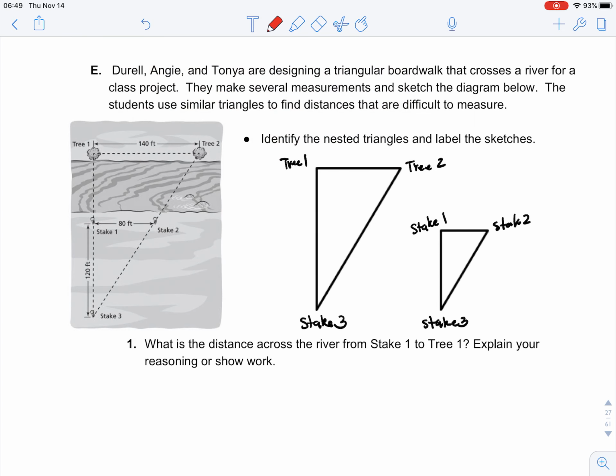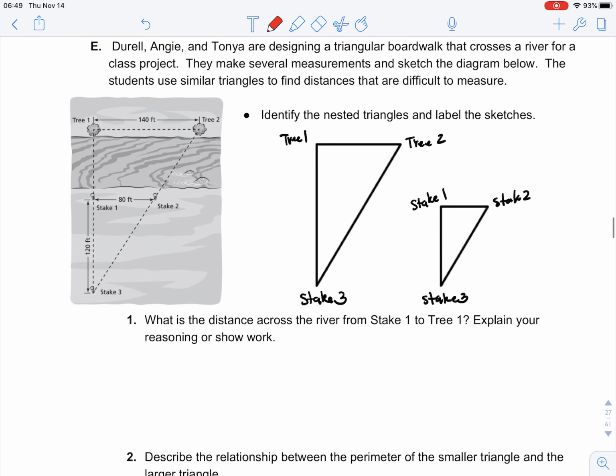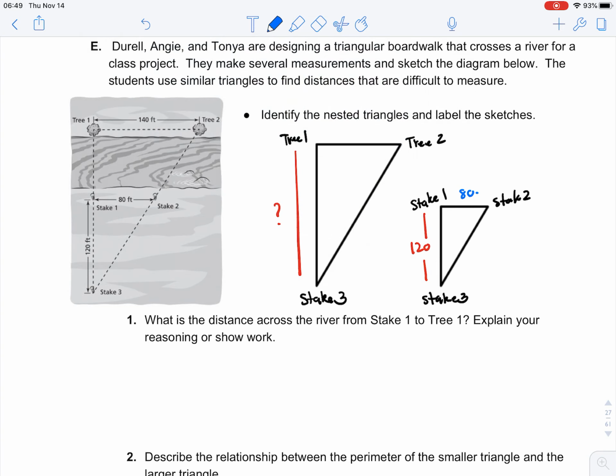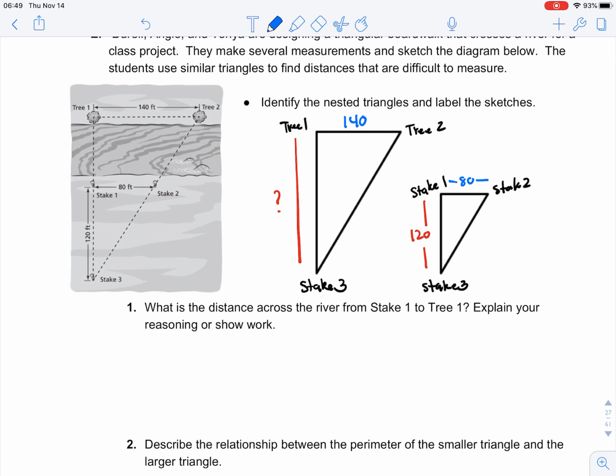Okay, now when they're asking you to label them, it's important to note that they're also asking about the distances. We know this is 120 feet from here to here. Okay, this one is an unknown. We don't know what that is. We also know that this one here is 80 feet from here to here. And this one is 140 feet. Okay, now the nice thing about that is we now have two corresponding sides that we can find the values of. This side and this side correspond to each other, and we are going from small to big.